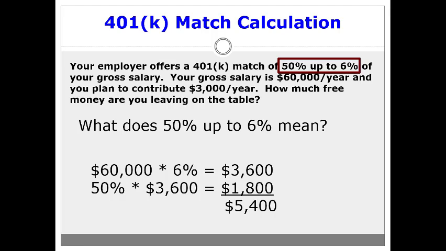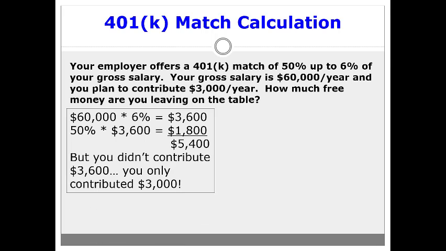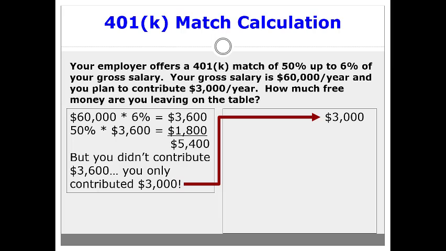This is assuming you contribute the maximum up to the employer match, but in this example, you only contributed $3,000, not $3,600. Let's redo the calculation, assuming that you only contribute $3,000. Now, your employer is still going to match 50% of your contribution, so they will contribute $1,500. That means the total contribution will be $4,500.